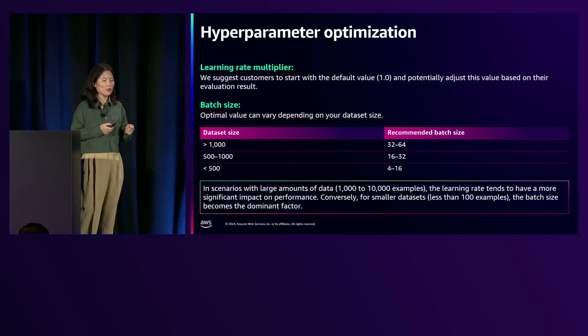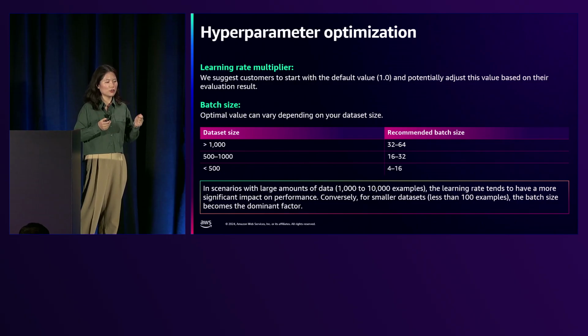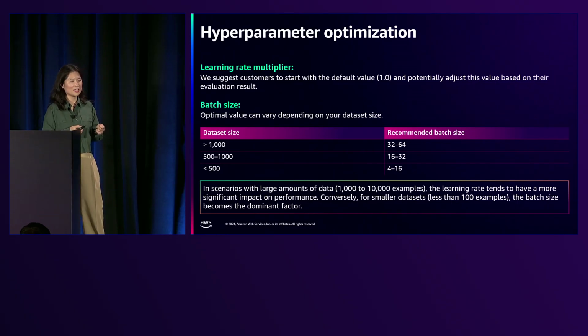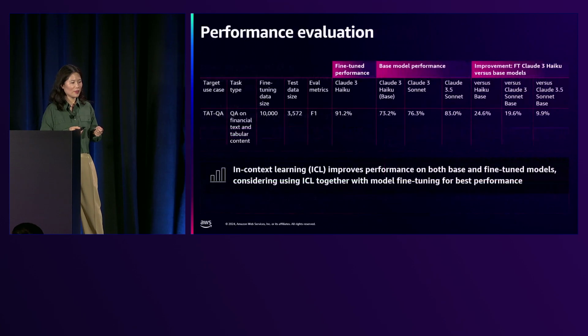And our experiments show that in the scenario where you have a lot of training data, normally between 1,000 and 10,000, the learning rate tends to have more impact. Whereas if you have a smaller data set, normally less than 100, batch size becomes dominant in your fine-tuning performance.